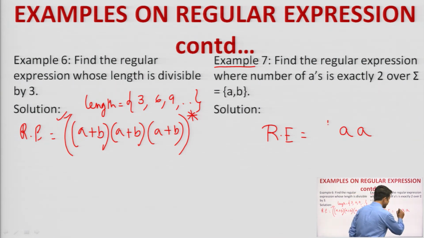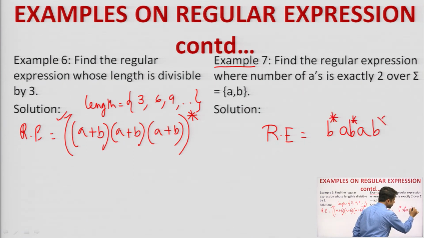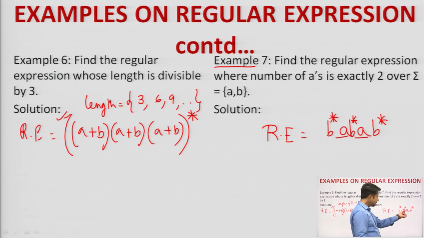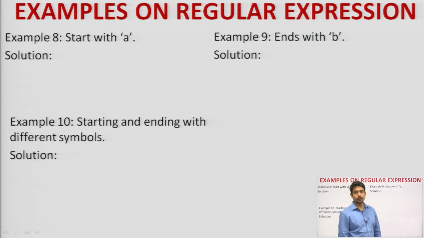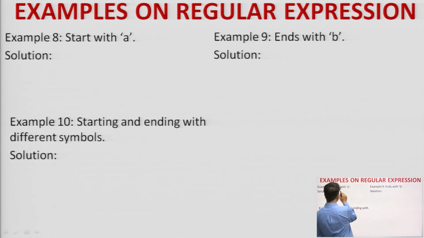So, can I do like this: b asterisk, a, b asterisk, a, b asterisk? Why have I done like this? The number of a's is exactly 2, and in between any possible combination of b can be there, because I cannot neglect b; the start can be b, the end can be b, but the number of a's should be 2. So, that is what I have done. Therefore, the regular expression of this equation is so. Okay. Next, go with question number 8, starts with a. It is very easy, starts with a.